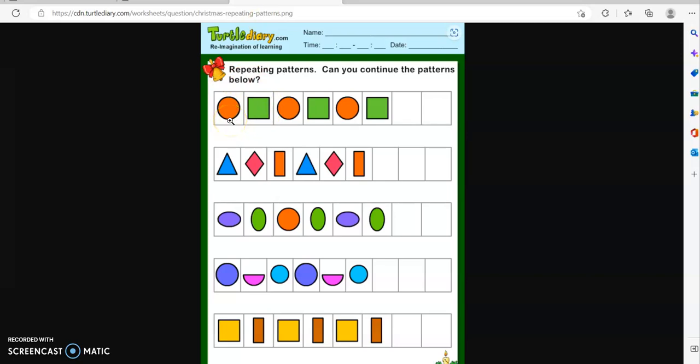So here we have a pattern of orange circle, green square, orange circle, green square. And what the kids would do is they would separate into small groups after the lesson on patterns, so 2 or 3 students to a group, and they would work together at completing these patterns. Or let's say if there was a missing element to the pattern, let's say this orange rectangle was not here, they would work together to decide which shape was missing from the pattern.